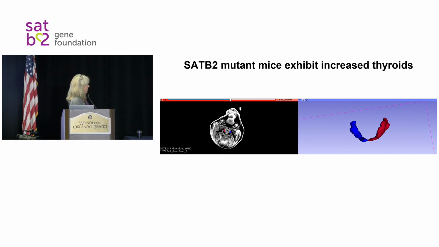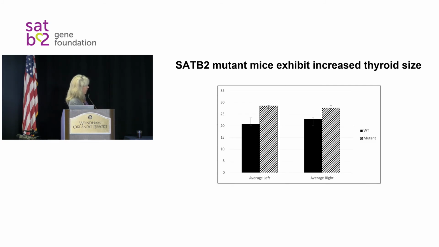That is just shown here, that you can see there's a difference in size, a little bit left to right, but in general the SATB2 mice may have hypothyroid or hyperthyroid issues. And this would be consistent with things like hyperactivity, high metabolism, et cetera.